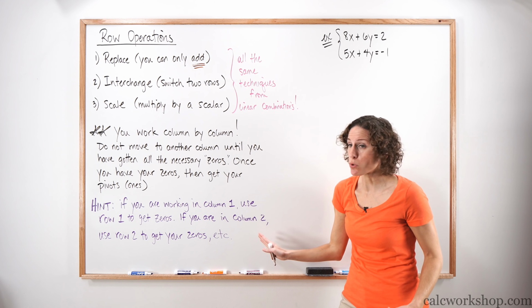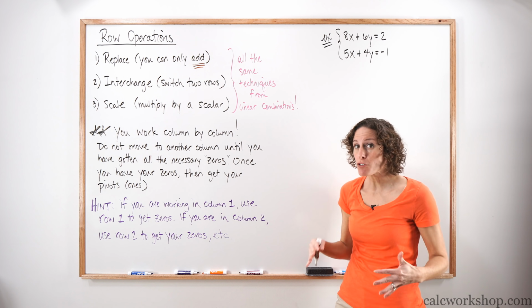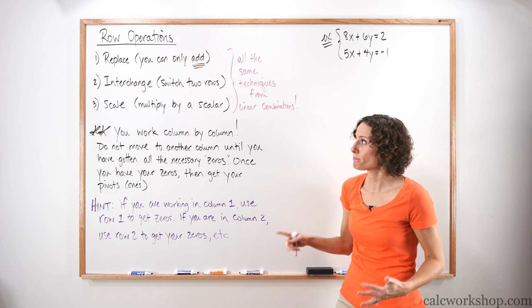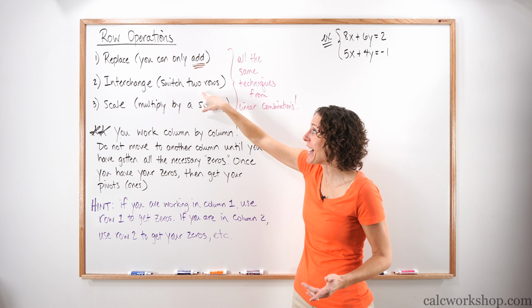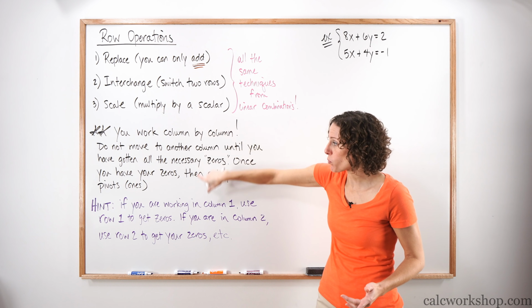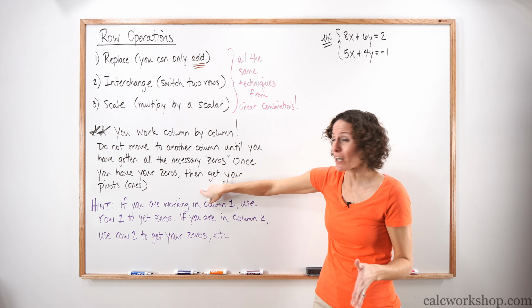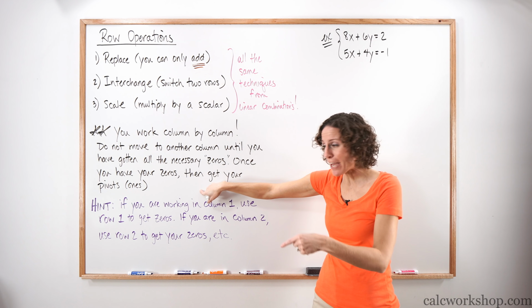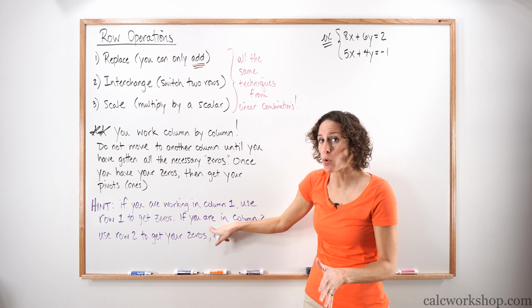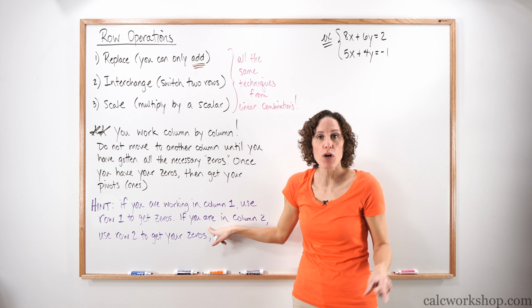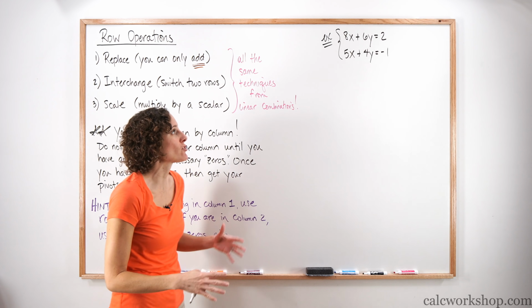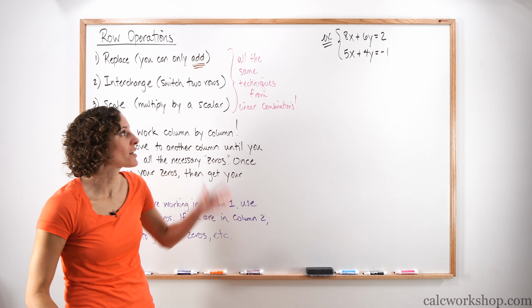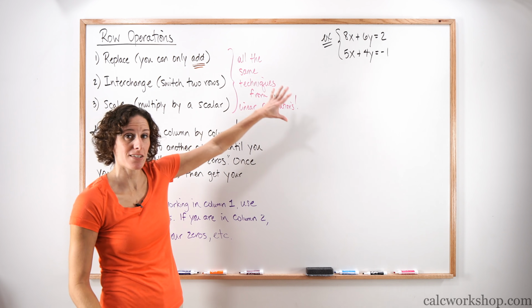So these are the rules, and we're going to continue to refer to them over and over and over again. But we can replace, we can switch, and we can scale. So basically we can add, switch, and scale. And we're going to work column by column. We're going to get our zeros first and then get our pivots. In whatever column we're in, we're going to use that equivalent row to do the manipulation. Now, before we actually jump into seeing a matrix and how it works, what we're going to do is walk through a system.